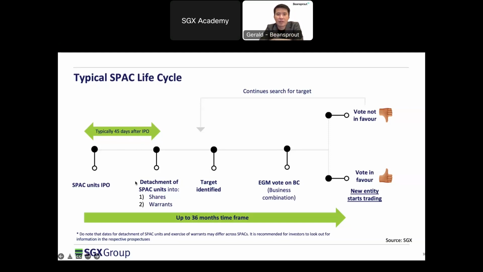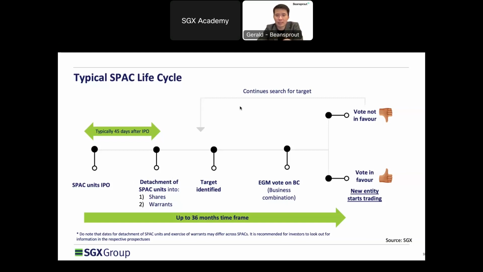Thereafter, the sponsor of the SPAC will go and look for a target company to acquire. This process can take several months or even up to 2 years. And that is what the SPAC sponsors have been doing over the past 1.5 years.